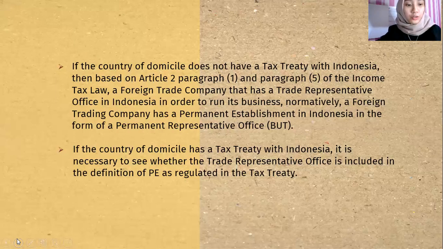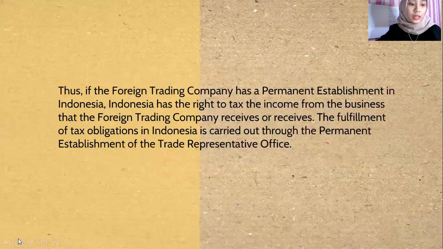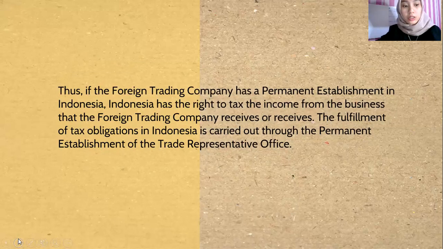Next, if the country of domicile has a tax treaty with Indonesia, it is necessary to see whether the trade representative office is included in the definition of PE as regulated in the tax treaty. Thus, if the foreign trading company has a permanent establishment in Indonesia, Indonesia has the right to tax the income from the business that the foreign trading company receives. The fulfillment of tax obligations in Indonesia is carried out through the permanent establishment of the trade representative office.